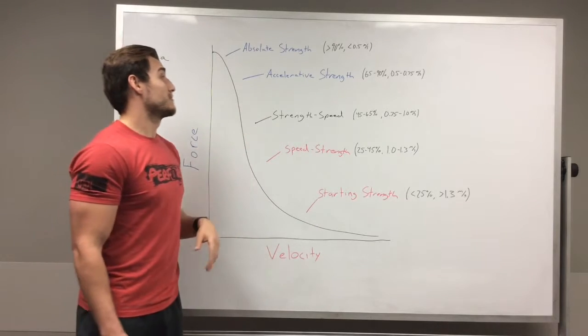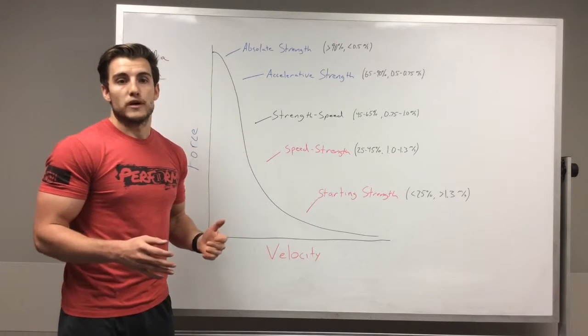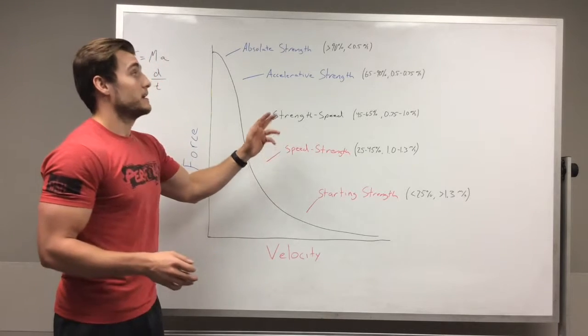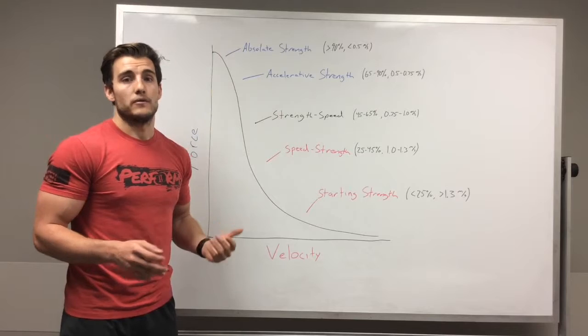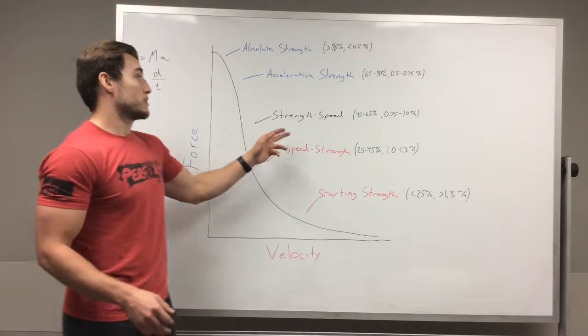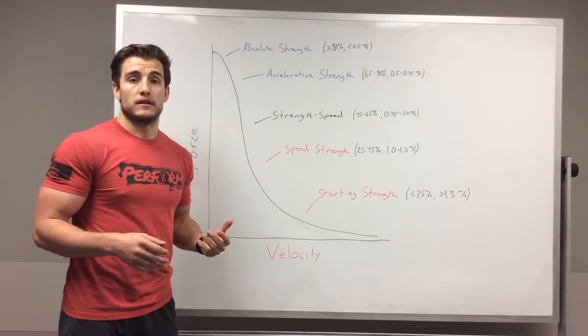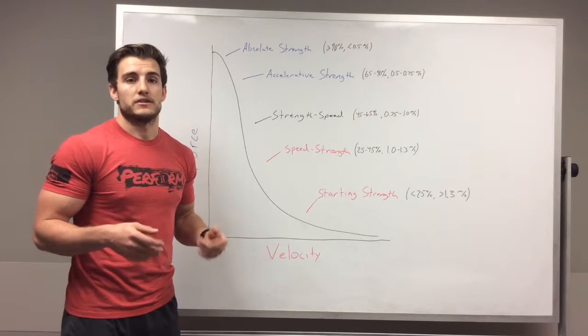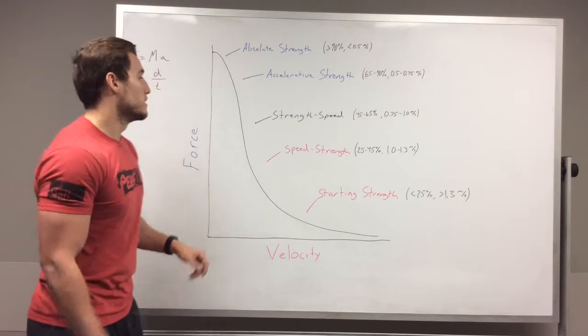Next up is accelerative strength. This is going to be our main strength training zone, where we're going to see a lot of barbell and dumbbell movements. This is going to be about 65 to 90% of a 1 rep max. Next is strength speed. This is where our Olympic lifts and Olympic variations fall. This is where we're going to see velocity start to increase with a moderate load.